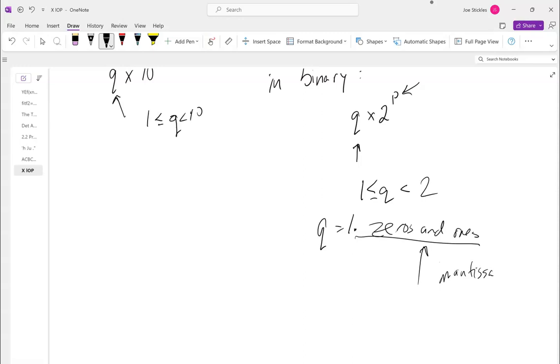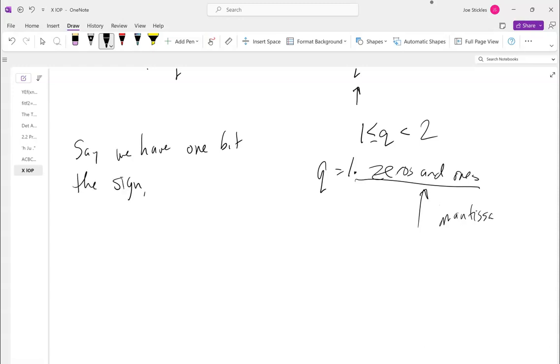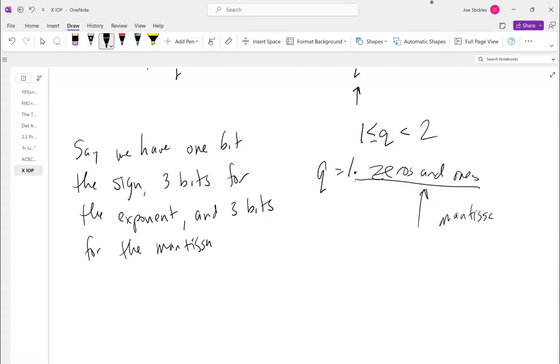So one of the first examples they do in the book is talk about how you can store these things in smaller computers, and then we talk about actually how the computer stores things in different precisions. So, pardon me. Let's say we have 1 bit for the sign, 3 bits for the exponent, and let's say 3 bits for the mantissa. How many different numbers can we represent?